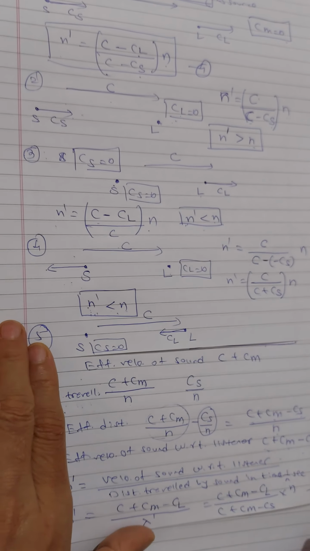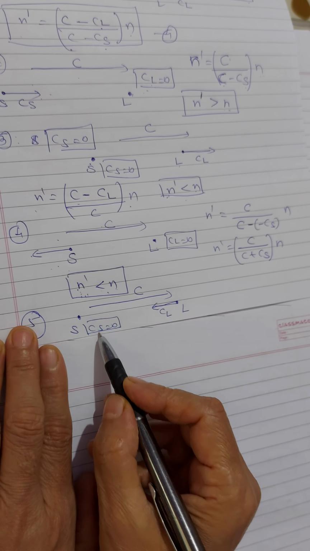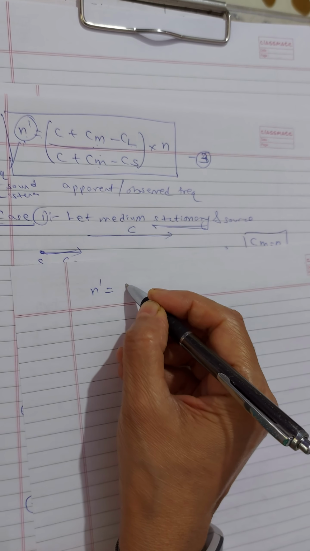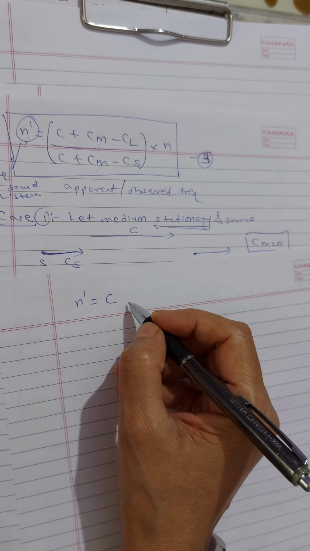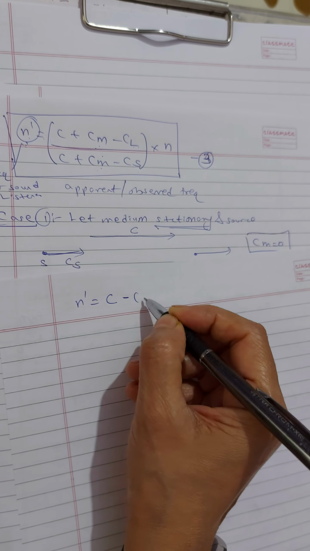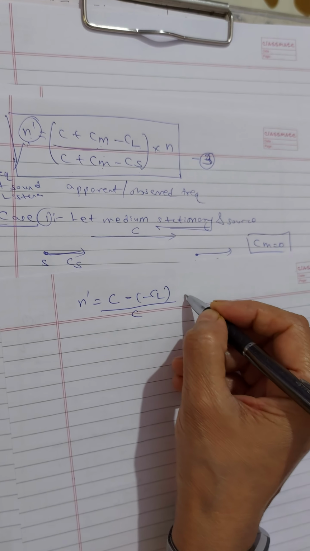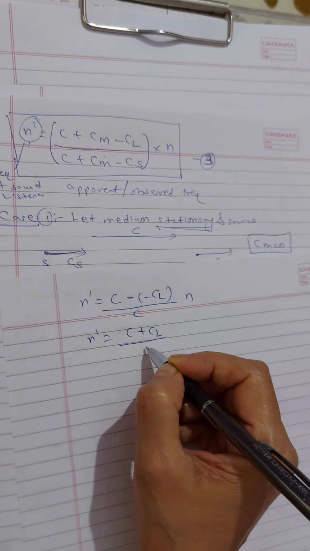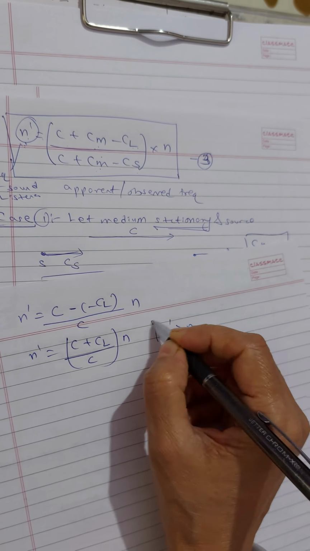Okay. Now to do this, what will I have to write? I'll have to write the expression now. So what will I say? CS is 0. So take your original expression and try to put in the values. So here I'll say N dash is equal to C, okay, CS is 0. As I said, direction is minus. So minus of minus CL divided by C into N. So N dash will be C plus CL divided by C into N, which obviously means N dash greater than N.